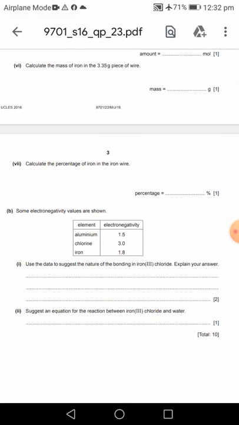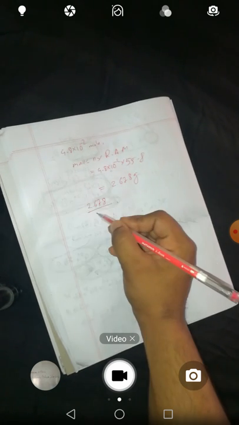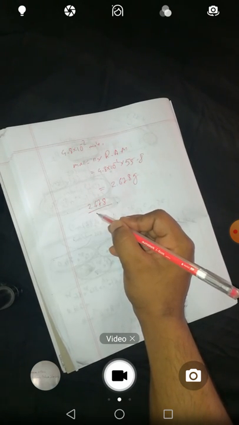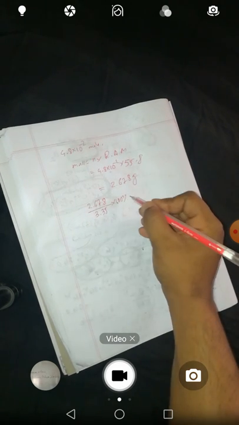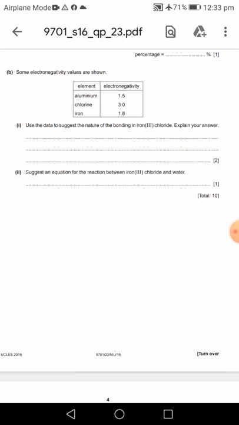So what was the next question? The percentage of iron in the 3.35 gram. So the percentage would be 2.678 divided by 3.35 times 100%, which is almost 80%. So what was the next question?